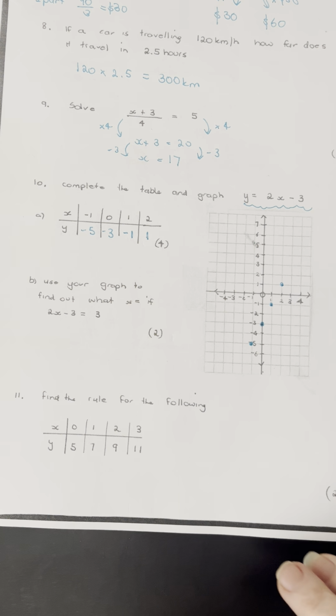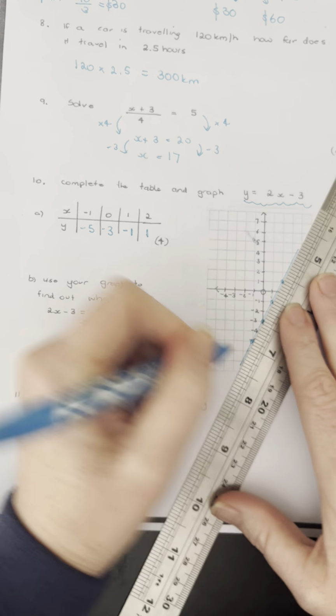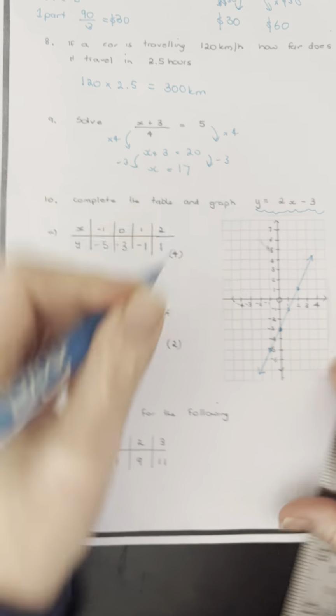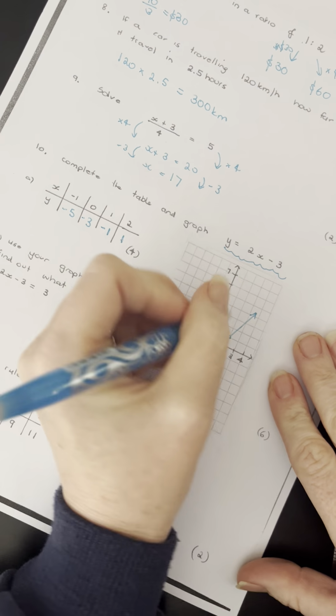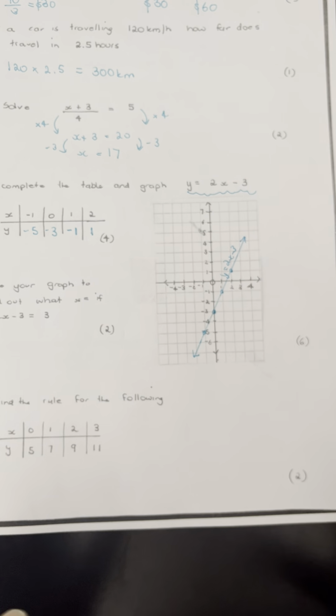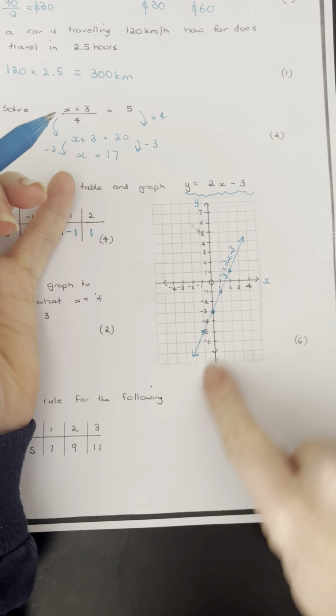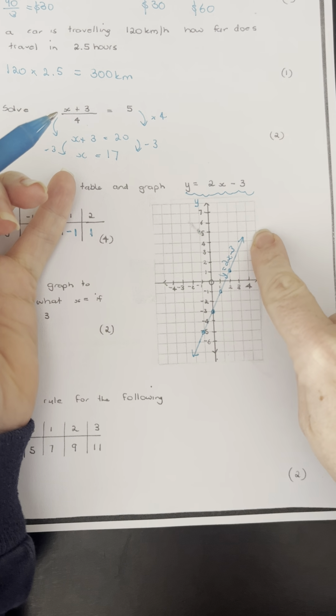I'm going to grab my ruler and I'm going to draw a nice straight line through that. I'm then going to write the name of that equation on that line. So y equals 2x minus 3. I'm going to check all my labels. So I've got x and y. I've got the arrows on each end, and I've plotted my points.